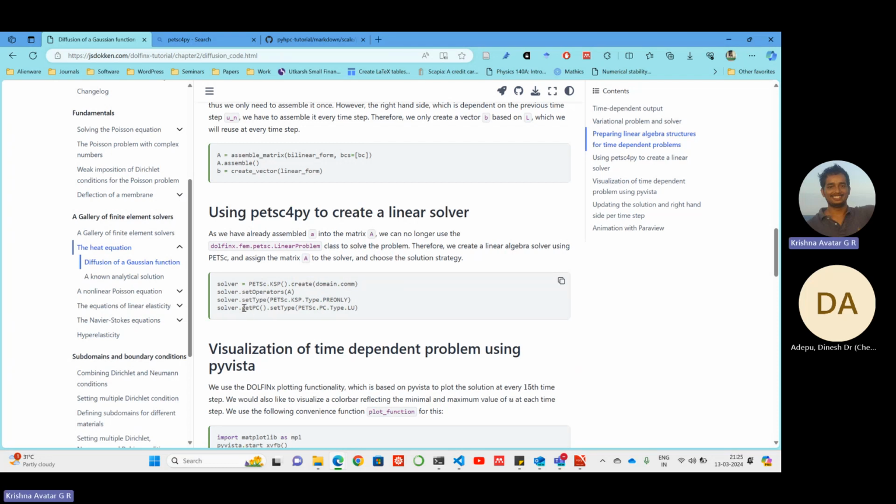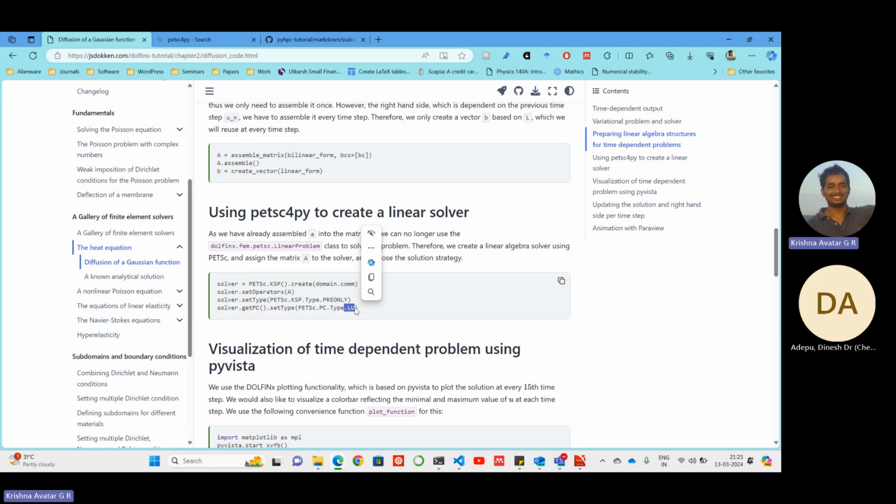And then we get PC, meaning preconditioner, and then we have set type to be LU preconditioner, which is LU factorization. We are using it as a preconditioner, and the reason is, you will ask, but what is a preconditioner? A preconditioner is a matrix which we use if we are given some system AX is equal to B.